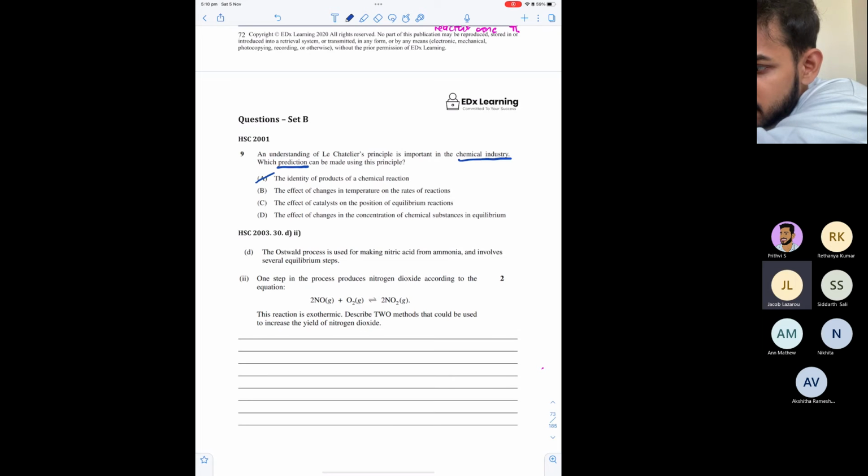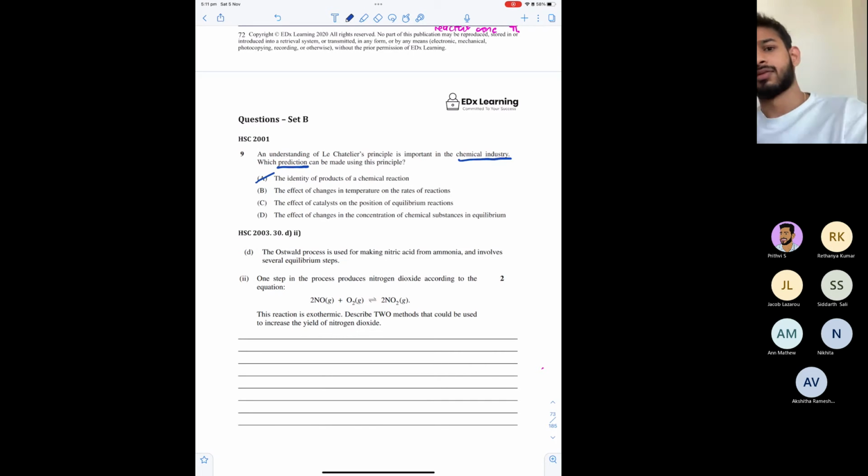What do you mean? Well, it can tell us how we can increase the yield and stuff like that. That's true, but will it tell you the identity? Meaning, will it tell you there's ammonia in a mixture? Or that there's carbon dioxide in a mixture? No, you need to already know what that is. You need to know the chemical reaction. So A is not right. B: the effect of changes in temperature on the rate of reaction.